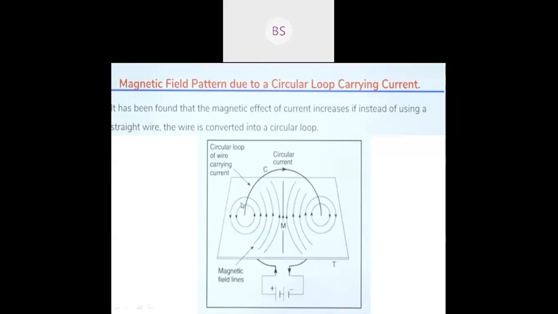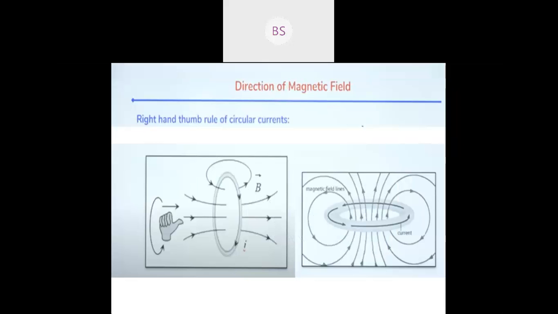So the magnetic field lines pass through the loop in the same direction. They appear to come out from the face of the loop on the other side, so that face behaves as a north pole, while the magnetic field lines appear to enter at the front face of the loop, so it behaves as a south pole. To understand this, I will go to the next slide so that you will understand clearly.